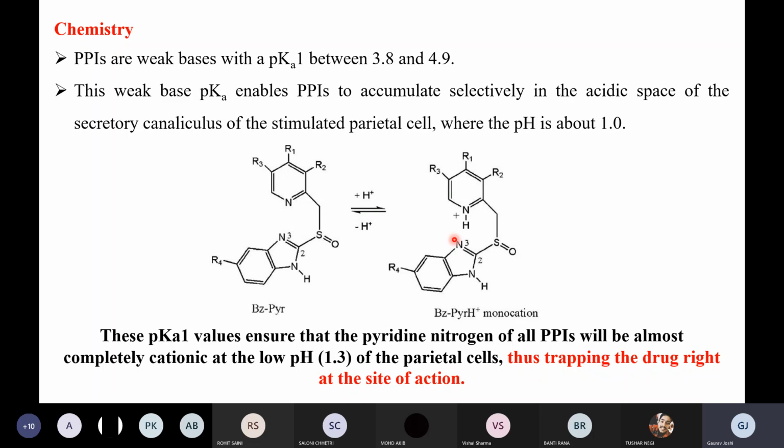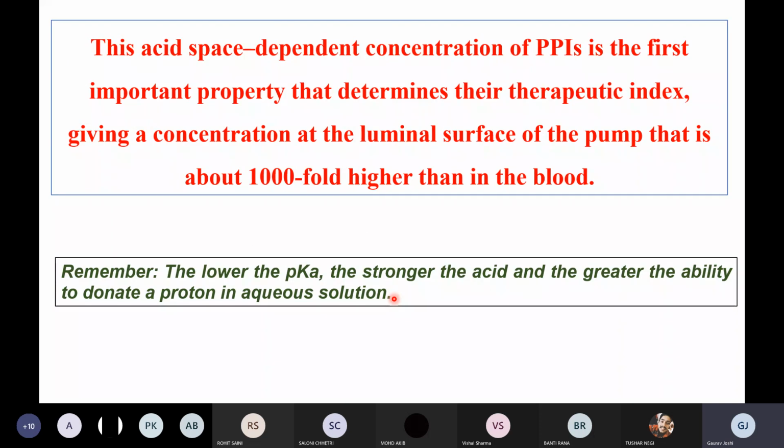So are you getting this point? What is the basic requirement for a proton pump inhibitor? If someone is having any confusion, they may ask. Right. So the first protonation is trapping the drug at the site of action. This is the take home message.